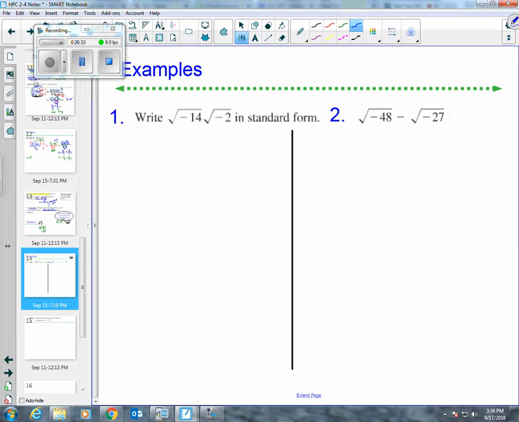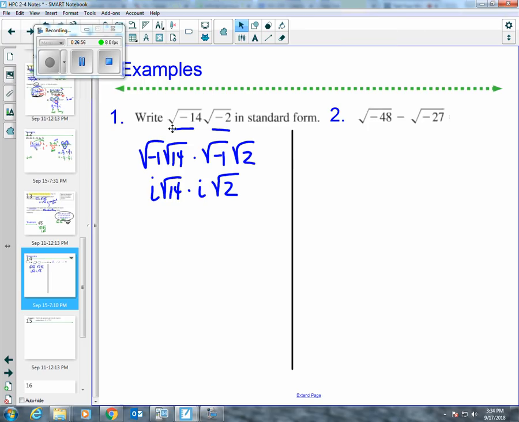So take a look at what I mean by, let's get the i's out of there. For each of these, let's rewrite it as the square root of -1 times the square root of 14, and the square root of -1 times the square root of 2. Remember, when you multiply two radicals together, you're just multiplying what's underneath, so this is completely legal to do. But what does that leave you with? In each of those cases, it's i times that radical, right? Because every time you see the square root of -1, that's an i.